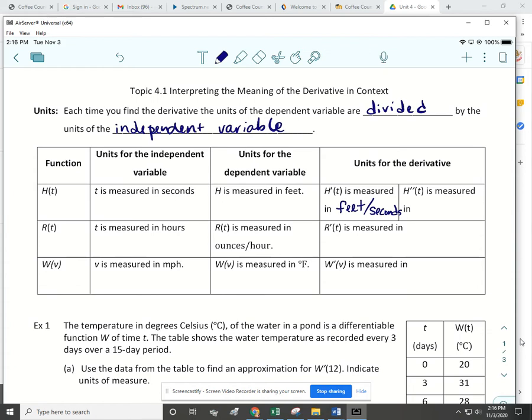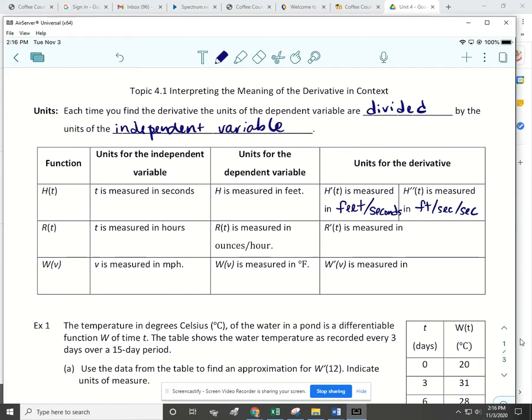Right? Then if we were going to do the second derivative, which we could, we would divide by seconds again. So the second derivative is going to be feet per second per second. So how fast the speed of feet per second is changing per second.